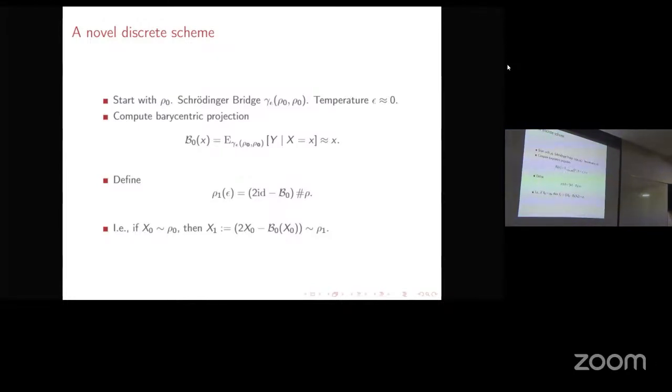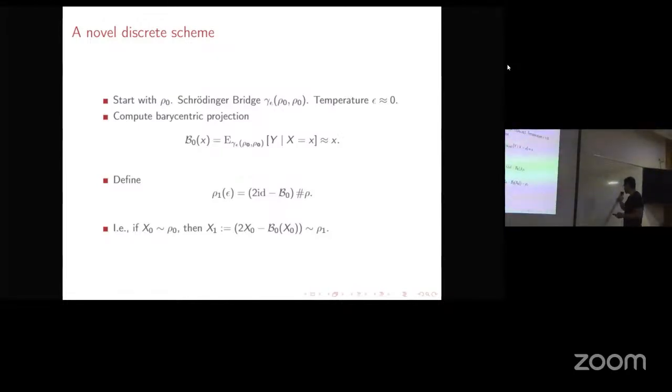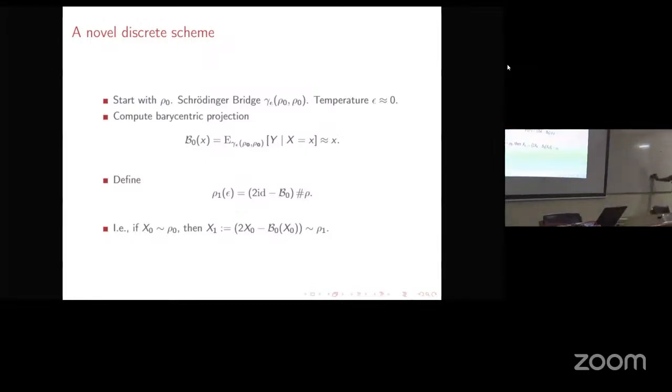Unfortunately, no. Only if rho naught is Gaussian. If it is not Gaussian, we don't know that there's going to be a closed form solution. You would think, but no.